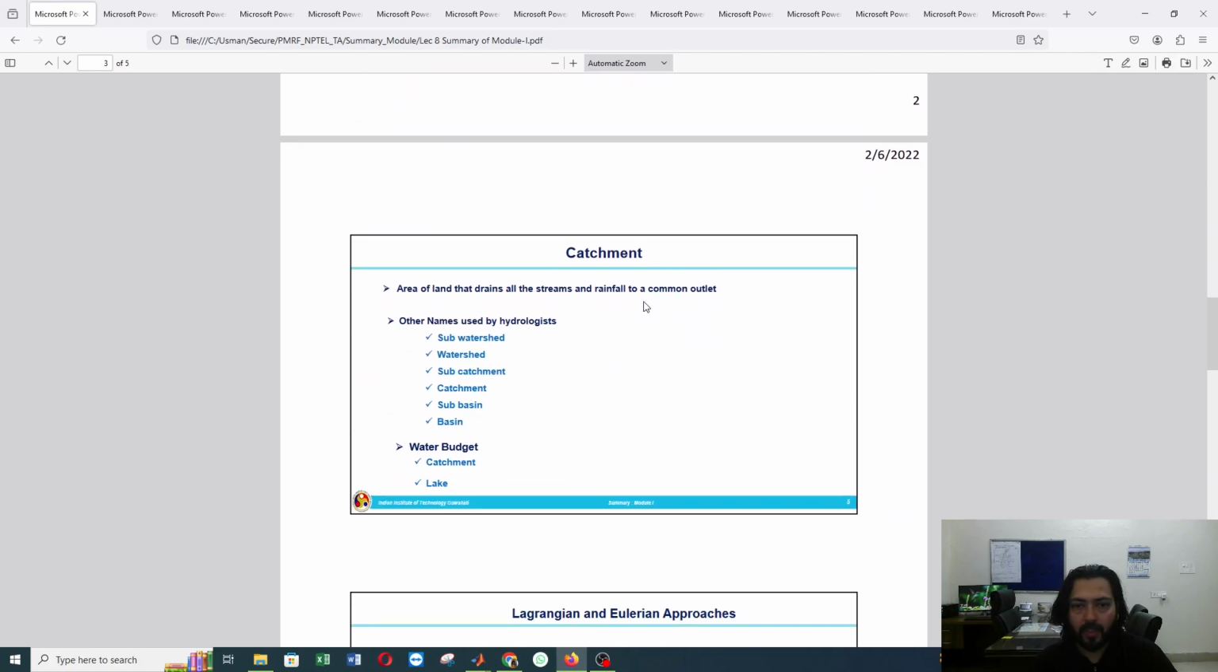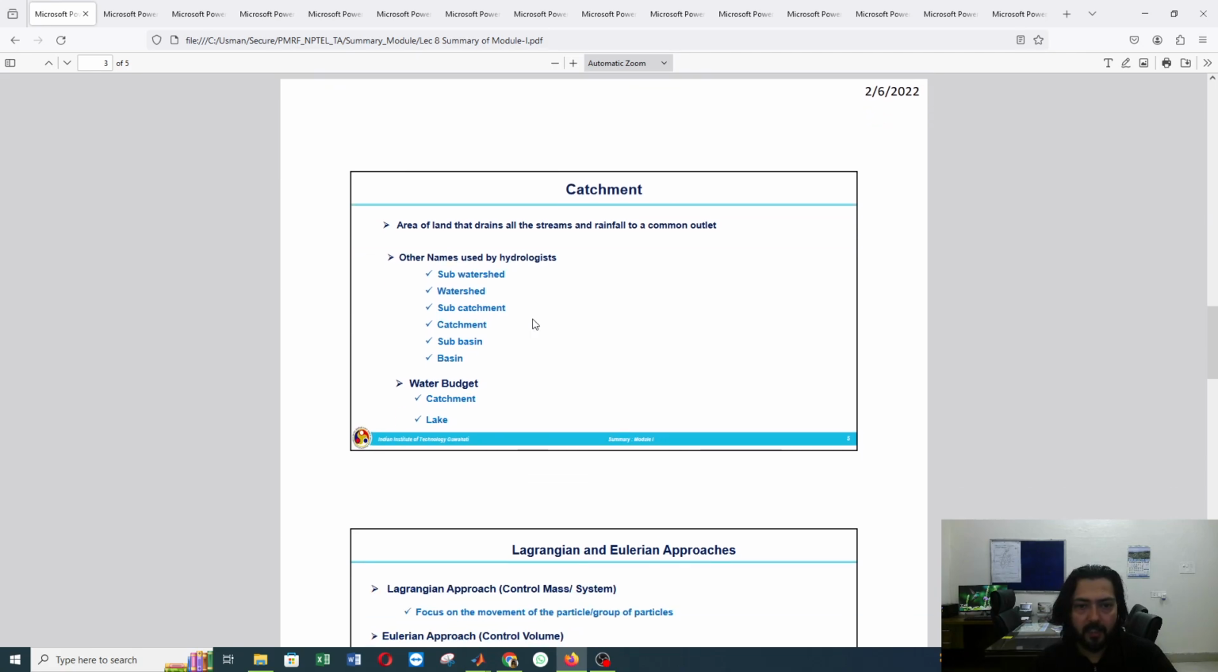Then we talked about what a catchment is. Catchment is nothing but the boundary of your basin, right? There are different words related to different names of catchment. We call it a watershed, we call it a basin, we call it a sub-basin. So it is nothing but the boundary, right?